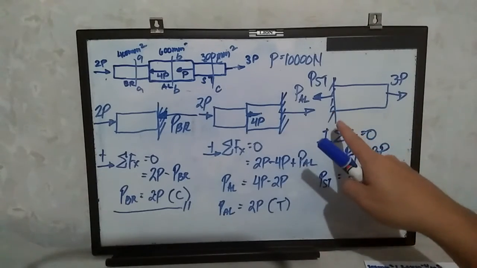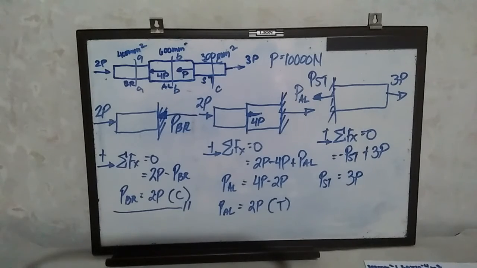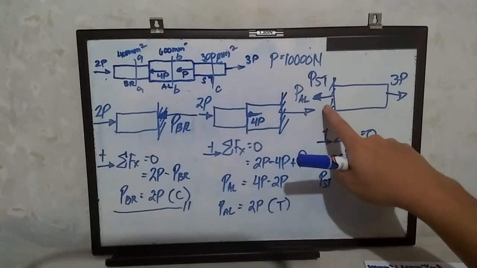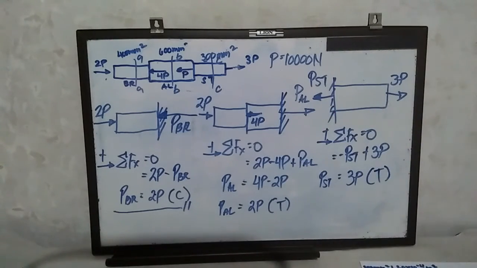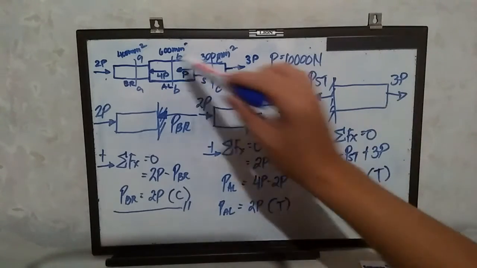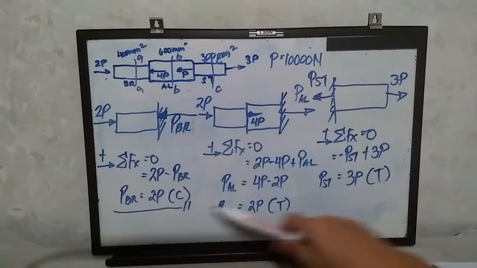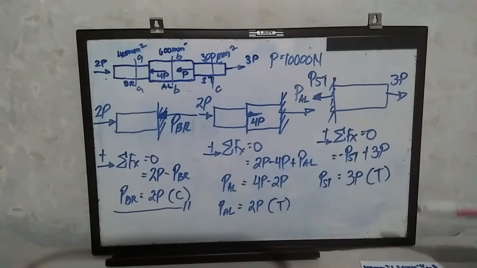And then the initial assumption is that P sub ST, or the internal force acting inside the section of the steel, is tension. And then we have here a positive answer, means to say that our initial assumption, tension, is correct. Okay, so we have here now the internal force acting inside each section. So meron tayong 2P for the bronze, 2P again for the aluminum, and 3P for the steel.